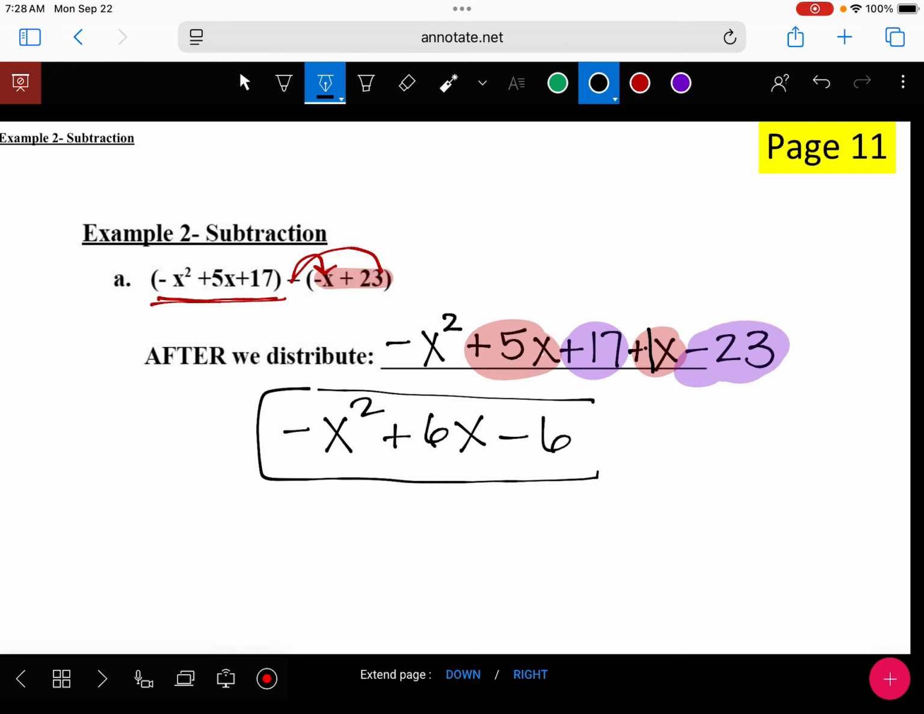So for a subtraction, we have to do two things first. We have to distribute and then combine your like terms. And what changes is what's after the subtraction sign.